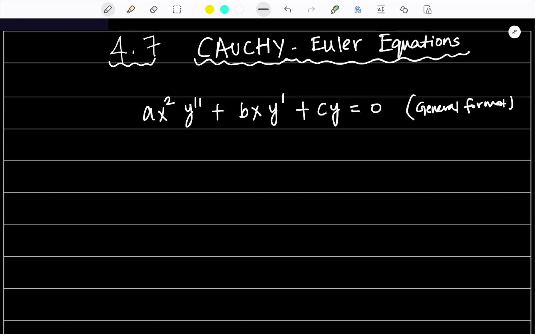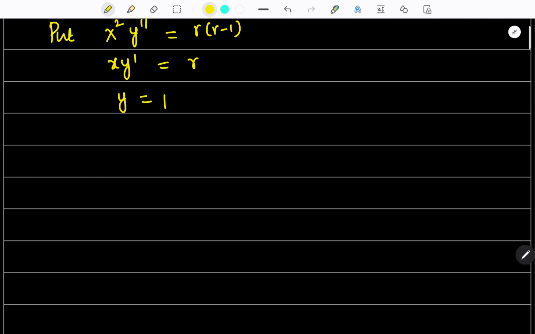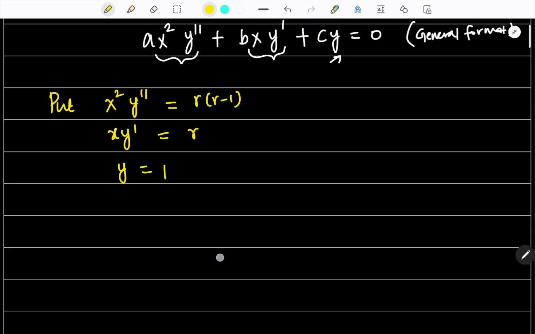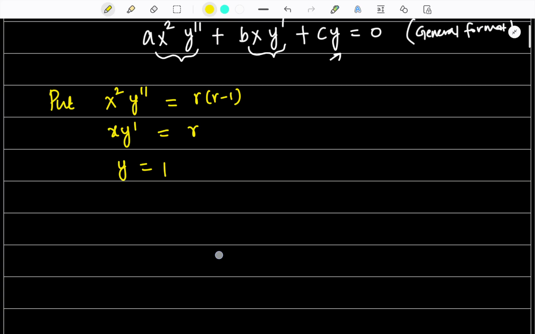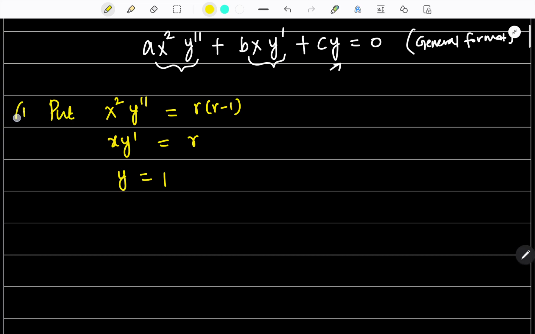Why do we need to do this substitution? Because you look here, there is x² y'', x y', and then y equal to 0. So what is the substitution I'm going to do? You put x² y'' equal to r(r − 1), x y' equal to r, and y equal to 1. If you put this in, it will automatically be converted into a second order differential equation with constant coefficients, right? So this is step number 1.